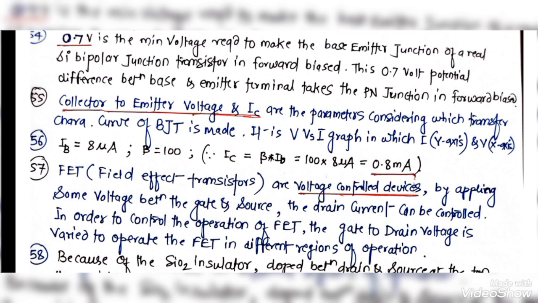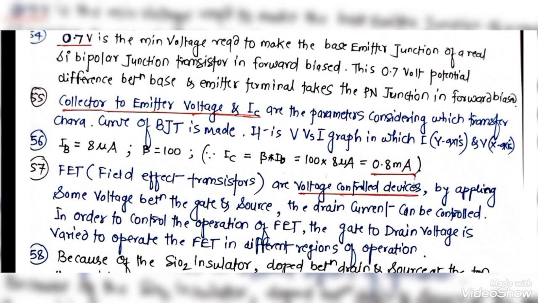0.7 volt is the minimum voltage required to make the base emitter junction of a real silicon bipolar junction transistor forward biased. This 0.7 volt potential difference between the base and emitter terminals takes the PN junction into forward bias.